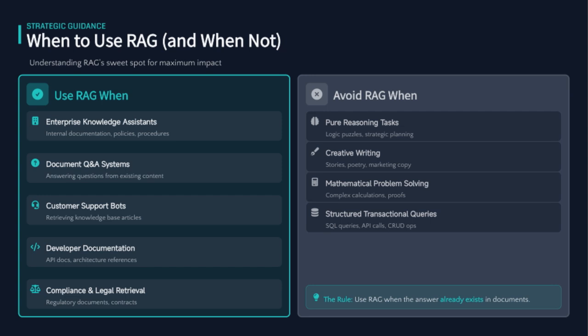It's also ideal for tasks like mathematical problem solving, proofs, storytelling, poetry, marketing copy, or creative writing. Basically, when the task involves generating content based on known information or patterns, RAG can streamline the process.